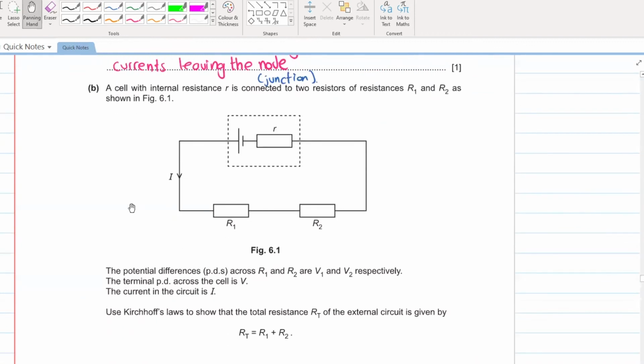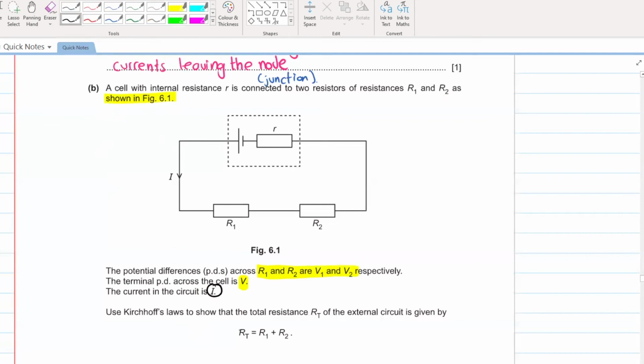Let's further move ahead. A cell with internal resistance r is connected to two resistors R1 and R2 as shown in figure 6.1. The potential differences across R1 and R2 are V1 and V2 separately. The terminal potential difference across the cell is V. The current in the circuit is I.